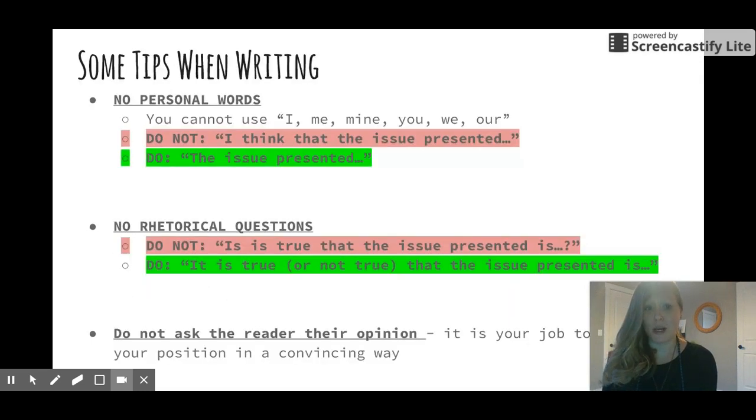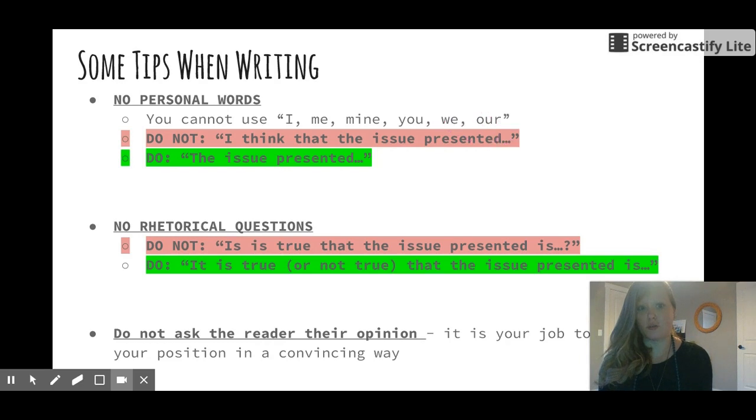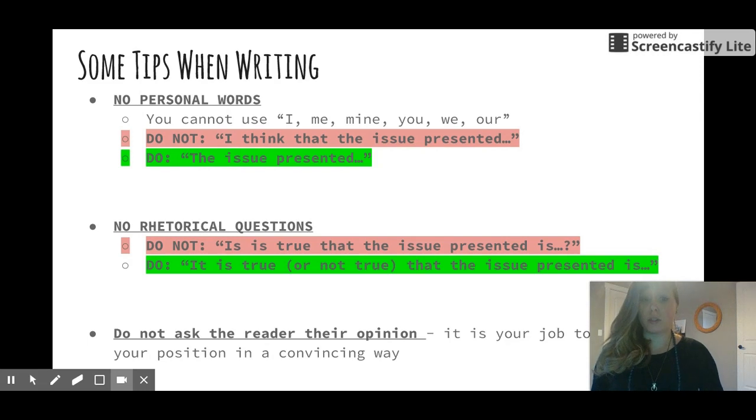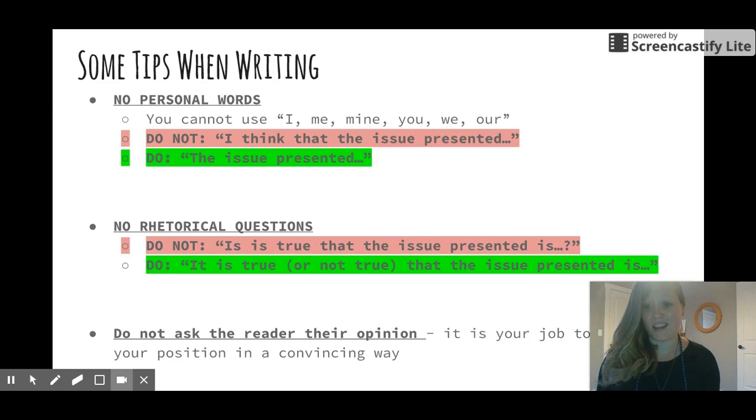Okay, some tips when writing. No personal words. That means you cannot use words like I, me, mine, you, we, are. So do not say, "I think that the issue is presented," but do state that the issue is presented. No rhetorical questions. So do not say something like, "Is it true that the issue presented is?" Do something like this: it is true that the issue presented is correct. Also, don't ask the reader their opinion, because it's your job to persuade them that your opinion is the best opinion.